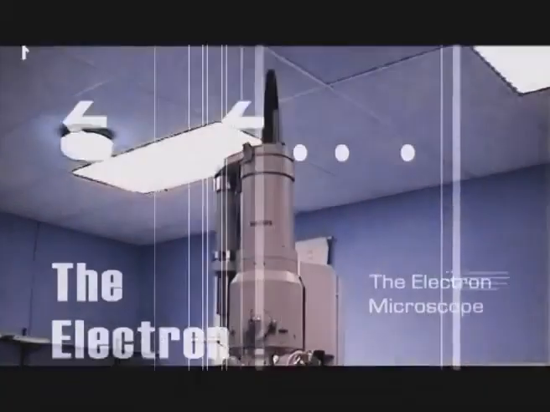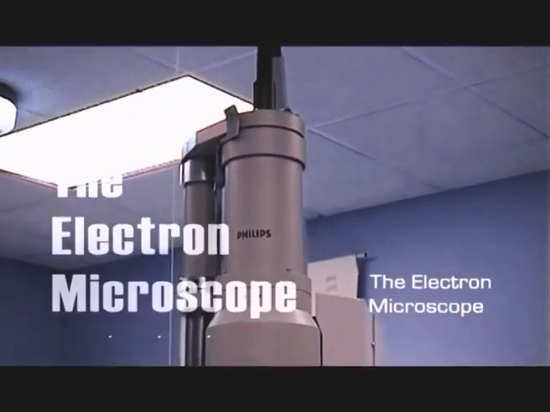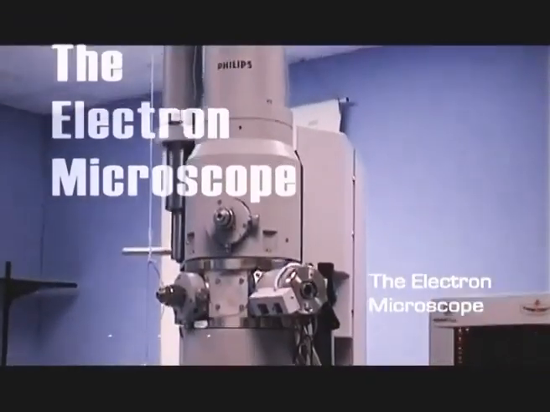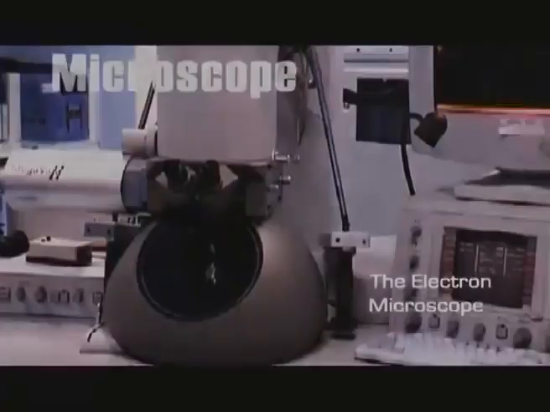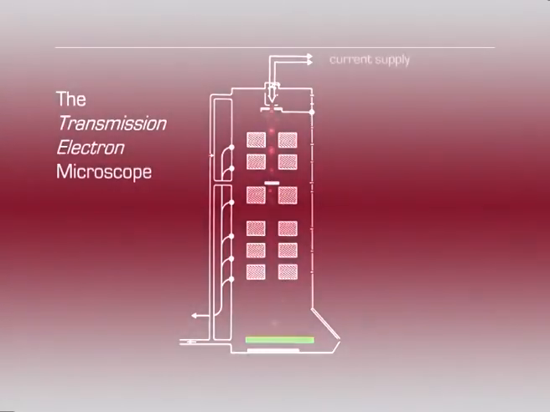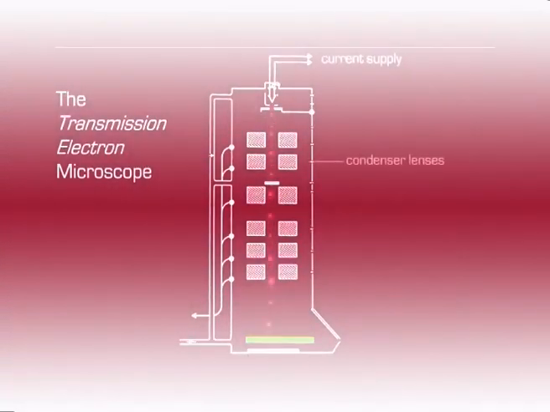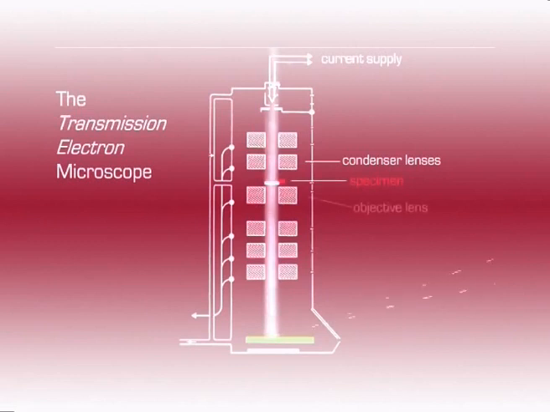The transmission electron microscope is capable of much greater magnification, up to 1 million times, and has a resolving power about 200 times greater than the light microscope. This is achieved by using a high velocity beam of electrons instead of light to produce an image.